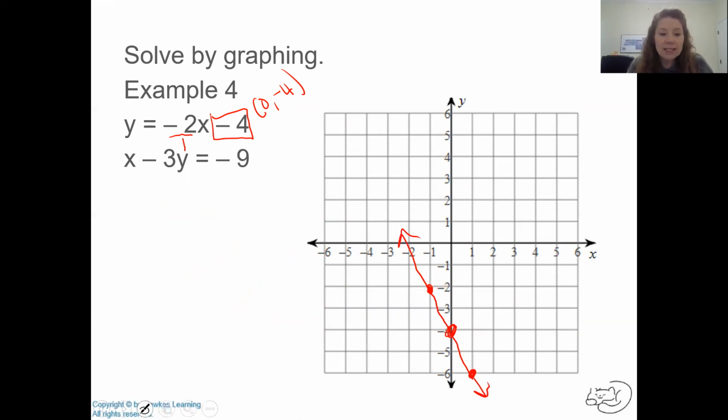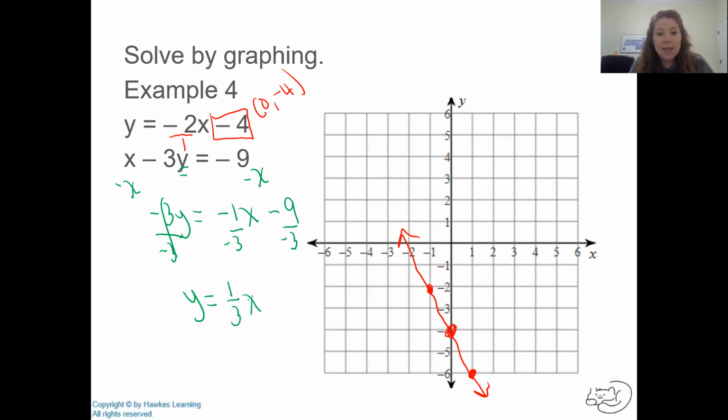Now my second one, look at my second equation. It is not in slope-intercept form. I have to solve for y before I can graph it. So the first thing I want to do is subtract x. So I'm going to have -3y is equal to -1x minus 9. Now I'm going to divide by -3, -3, -3. That's gone. y is equal to a negative divided by negative is positive, and I'm going to leave it in fraction form. And then -9 divided by -3 is +3.